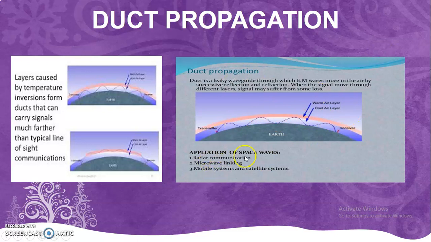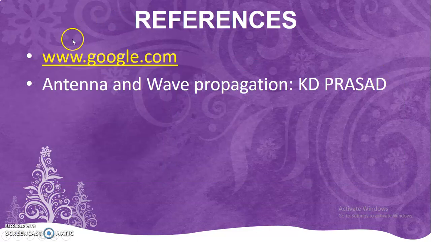Understood? The applications of space waves are radar communication, microwave linking, mobile systems, and satellite systems. If you need a further look at these topics, you can search on Google, or Antenna and Wave Propagation by KD Prasad is the best text to study these topics. Fine.